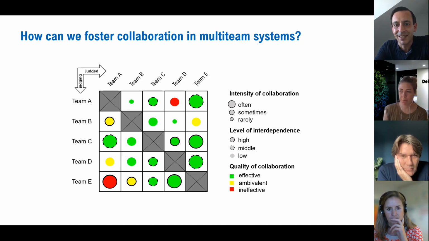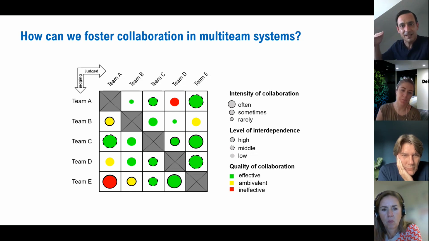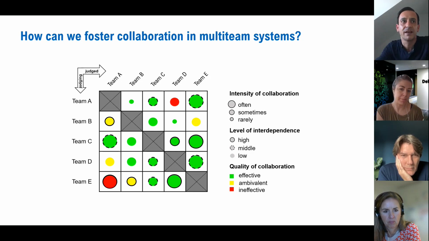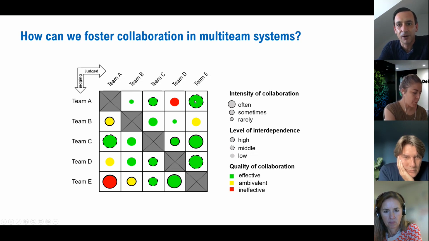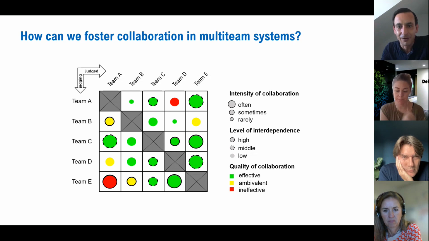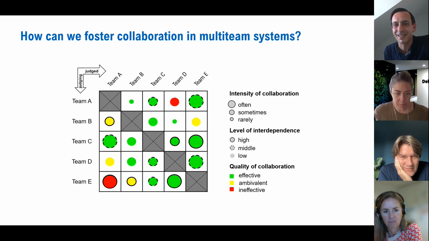And then you can dig deeper into why this is the case. So it's only perception of reality. Sometimes they say there is no reality, there are only perceptions. Sometimes there are really interesting stories behind these differences. Also, for example, in this team, Team A says about Team E, very good collaboration, intermediate level of interdependency, but a lot of collaboration. And unfortunately, the other team has the complete opposite perception.